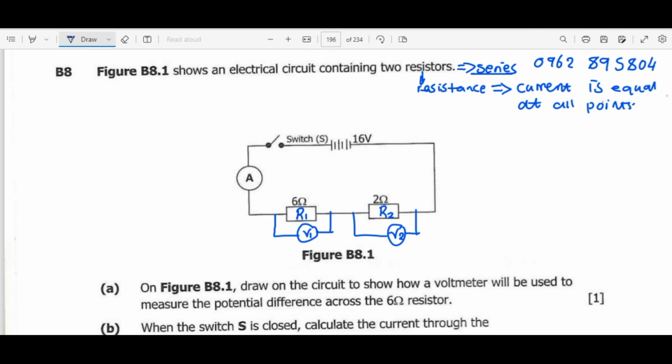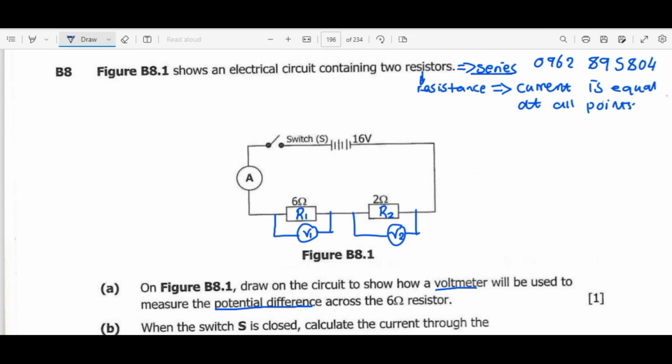So the first question, question A, on figure B8.1, draw on the circuit to show how a voltmeter will be used to measure the potential difference across the 6 ohms resistor. Now voltmeter is just an instrument that measures voltage. Then the potential difference is the other name for voltage. And if you look at voltage, we are looking at the energy, and energy is defined as the ability to do work. Now what work is done in a circuit like this one?